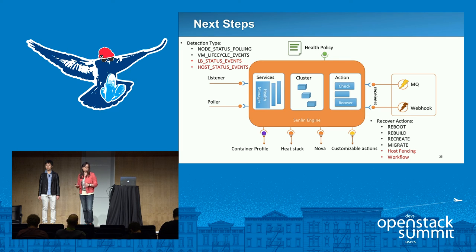And then we're trying to extend all the mentioned functions to the container. That means not only Nova, Heat, we're trying to support more container things to do the auto-healing. And for the customizable actions, besides the workflow, we're trying to support scripts, maybe specified or written by the user itself. We can just bring them into the loop to do the automation. So that's all the things we recognize nowadays.